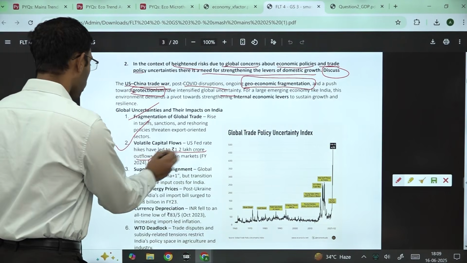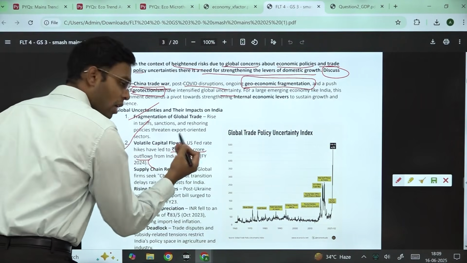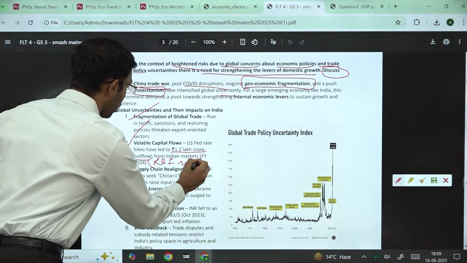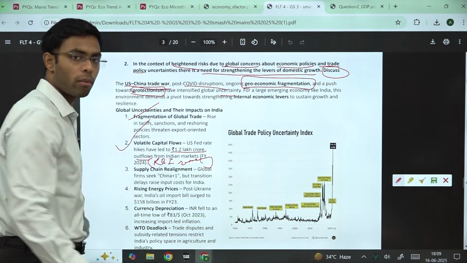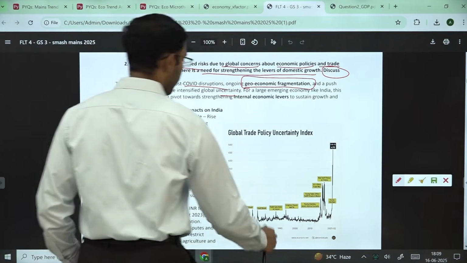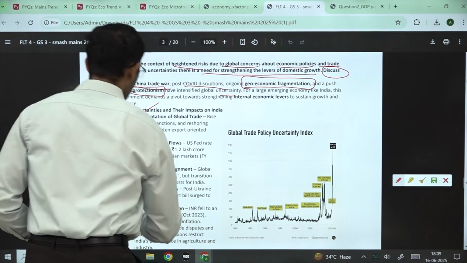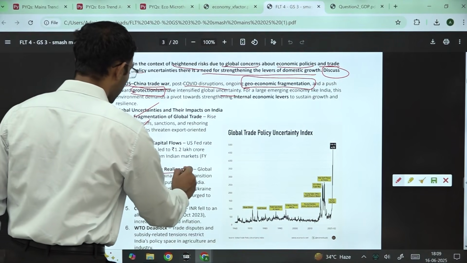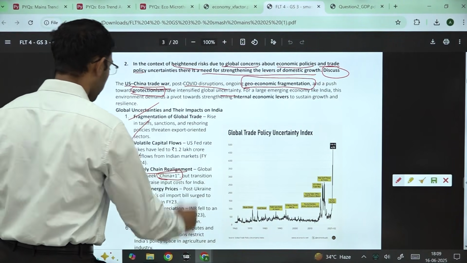For example, if this was 1.0, I would write, say, RBI report. I've taken this data from the RBI report. It gives a much more visually appealing element to your answer. So volatile capital flows, supply chain. Supply chain is a good argument recently. China plus one, this keyword.